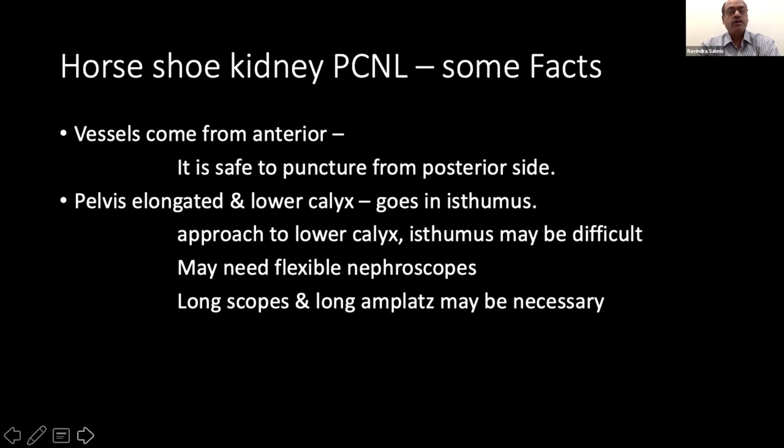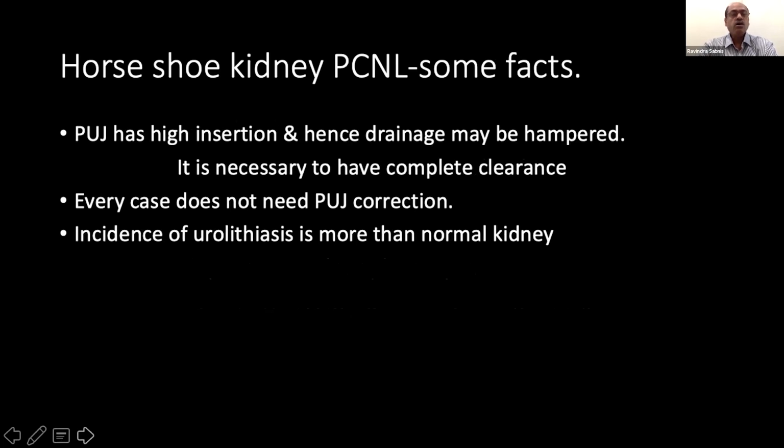Sometimes, if there are stones in the isthmus, you may need to use flexible nephroscopes, and quite often when you make the upper calyx puncture and have to go to the lower calyx or into the isthmus, you may have to use long scopes and long instruments if required. PUJ also has a higher insertion, and hence the drainage may be hampered, and therefore it is very much necessary for horseshoe kidney PCNL to have complete clearance.